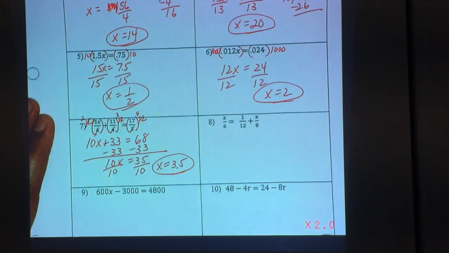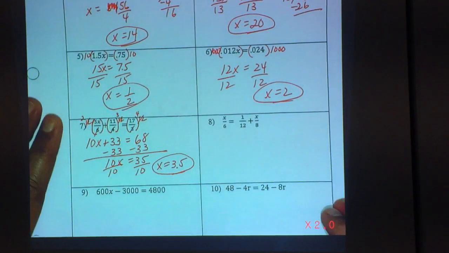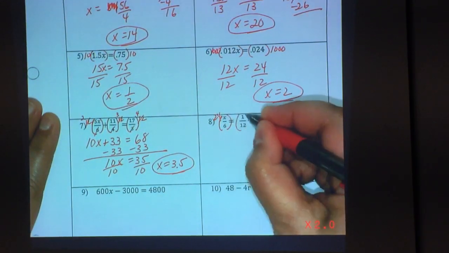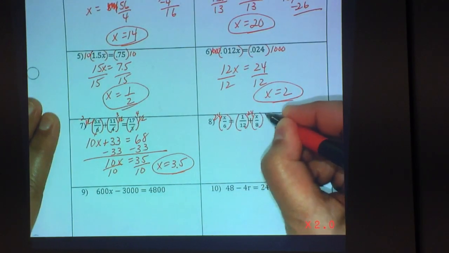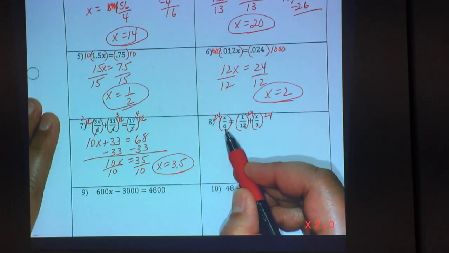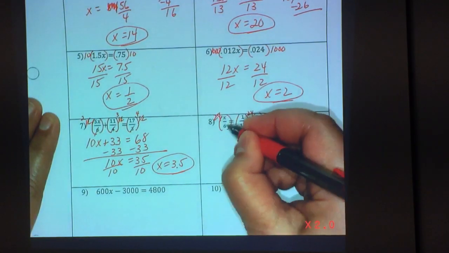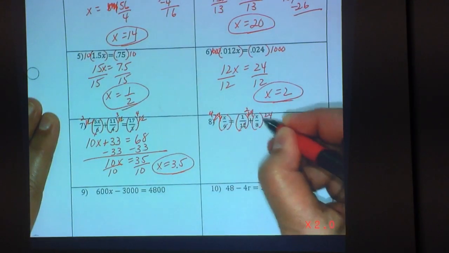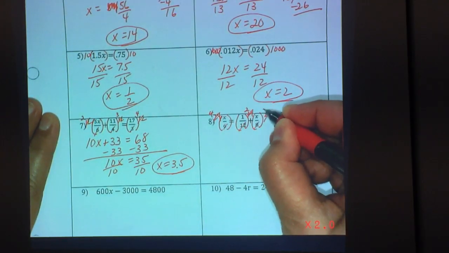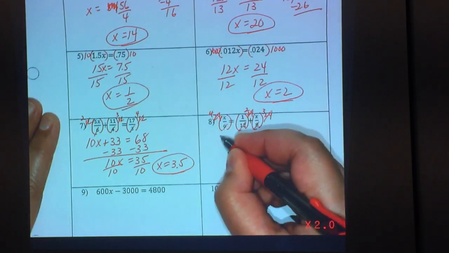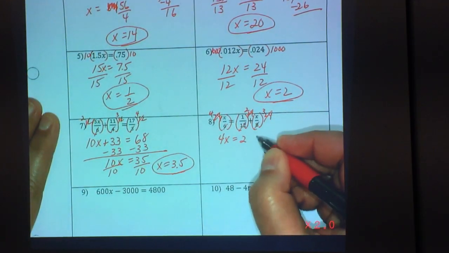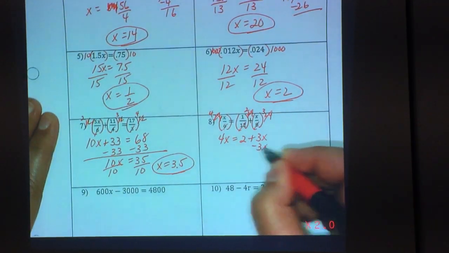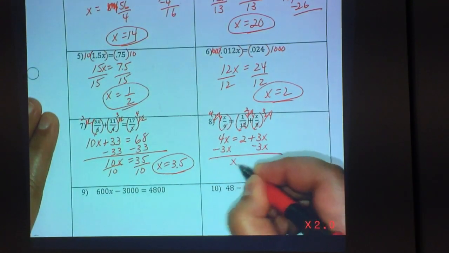I need a common denominator of 6, 12, and 8. 24. So 24 divided by 6 is 4. 24 divided by 12 is 2. And 24 divided by 8 is 3. So we will have 4x equals 2 plus 3x. Balancing, minus 3x from both sides. X equals 2.